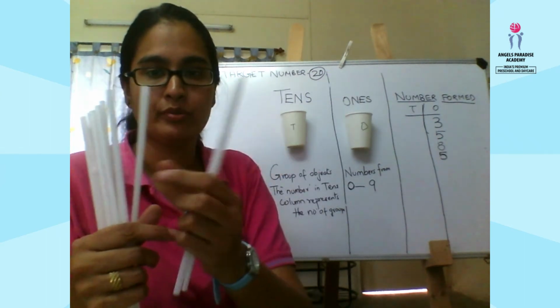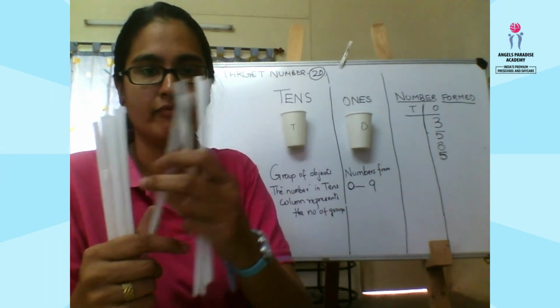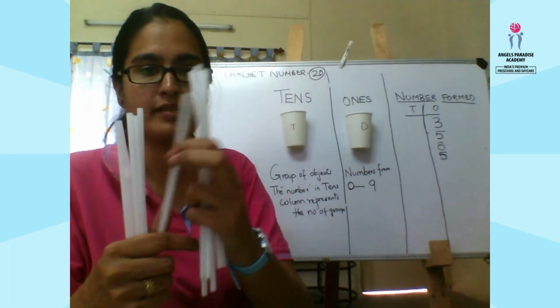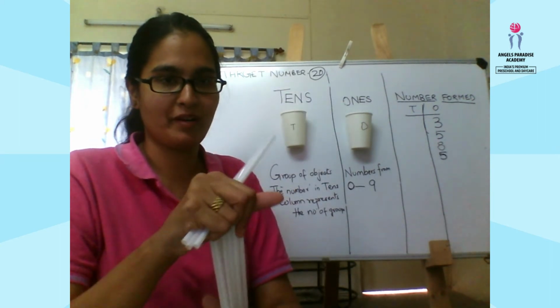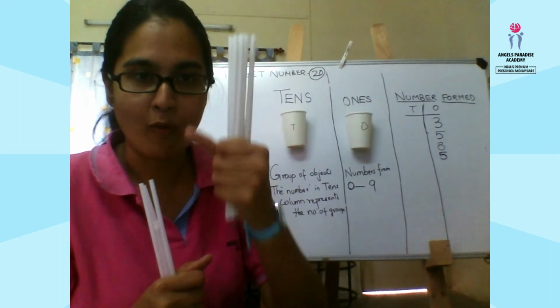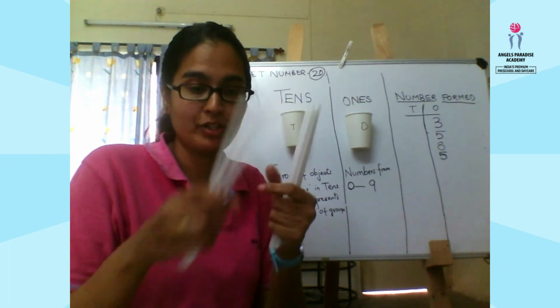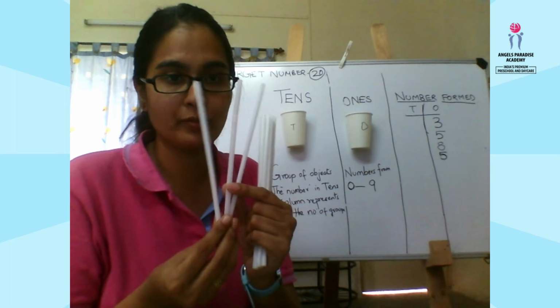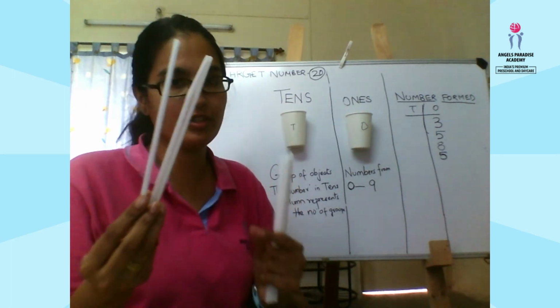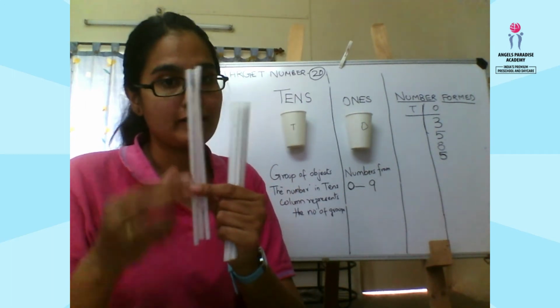1, 2, 3, 4, 5, 6, 7, 8, 9, 10. Yes, we have one group now. Okay. So we have one group of straws. So what am I going to do? And how many straws are remaining which don't form a group? We have 3 straws. So where am I going to place these 3 straws?